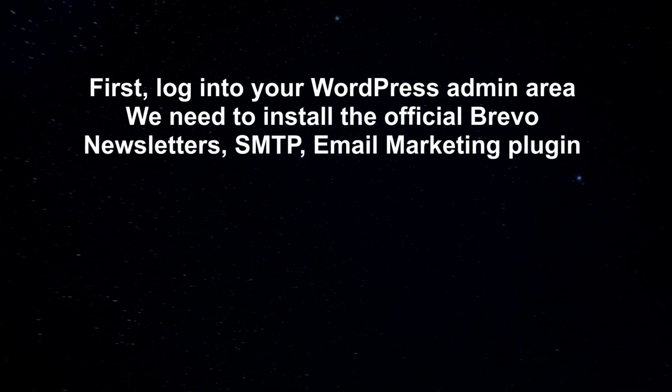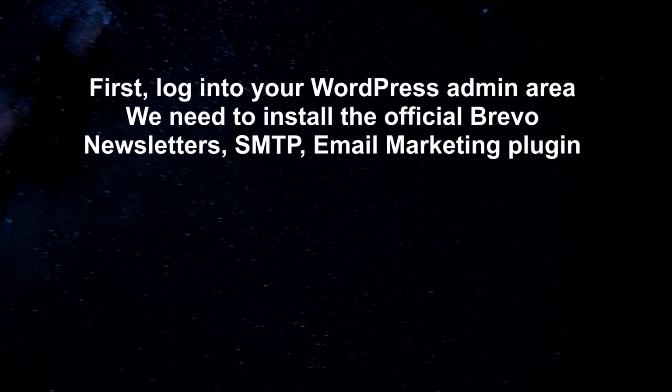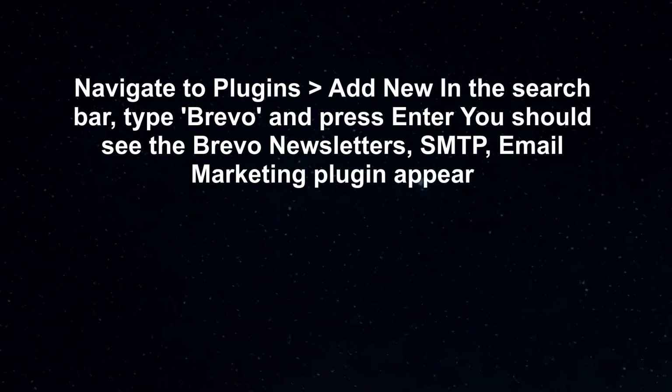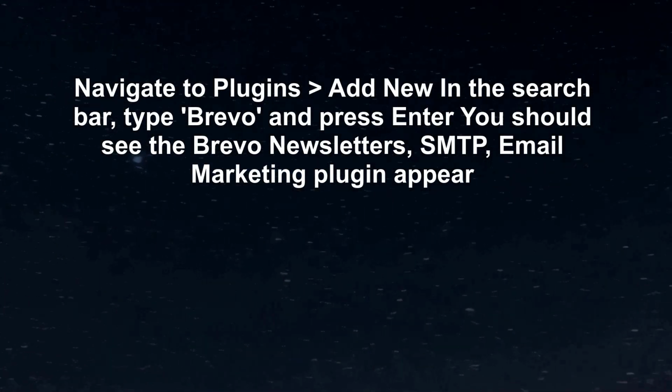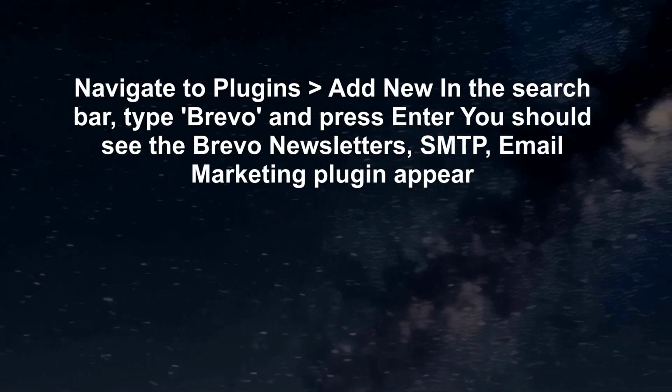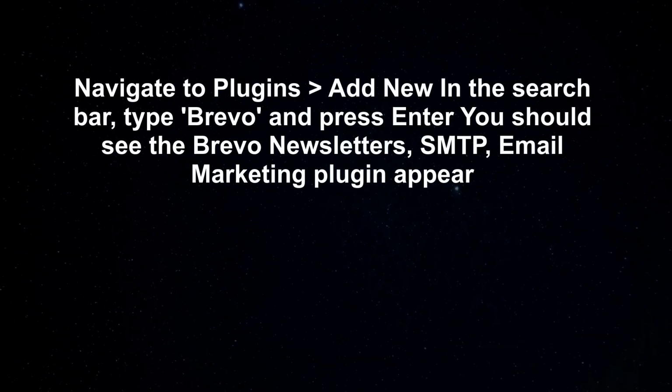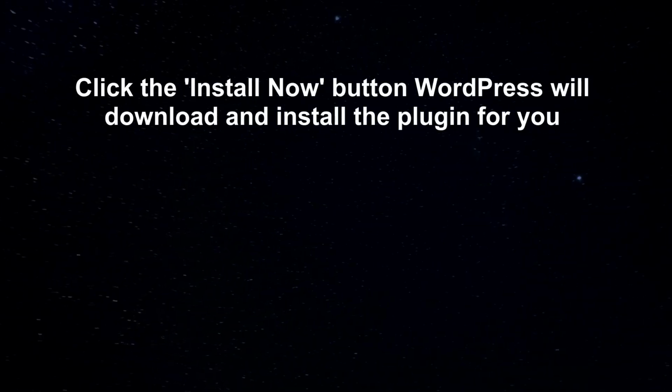We need to install the official Brevo Newsletters (SMTP) email marketing plugin. Navigate to Plugins > Add New. In the search bar, type Brevo and press enter. You should see the Brevo Newsletters (SMTP) email marketing plugin appear. Click the Install Now button.